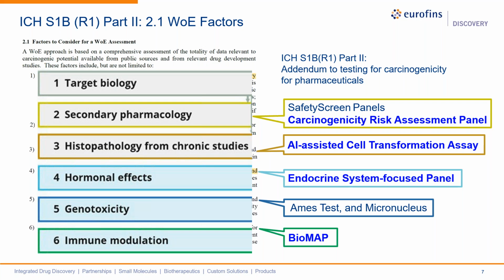AI-assisted cell transformation as a phenotypic assay for histopathology, an in vitro assay, and the endocrine system focus panel for hormone effect. In vitro genotoxicity testing is a well-known study for IND filing, and at the bottom, BioMAP for immunomodulation assessment. This integrated approach helps us with the carcinogenicity risk assessment while supporting the 3R principle to reduce animal testing.